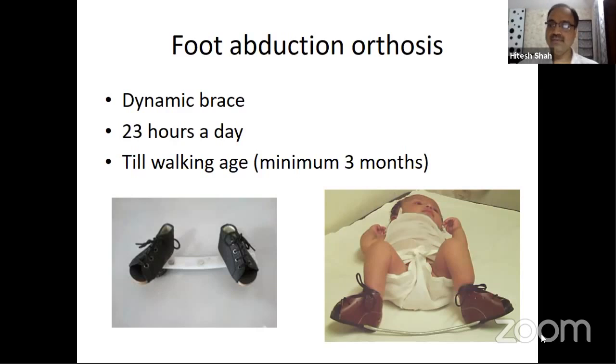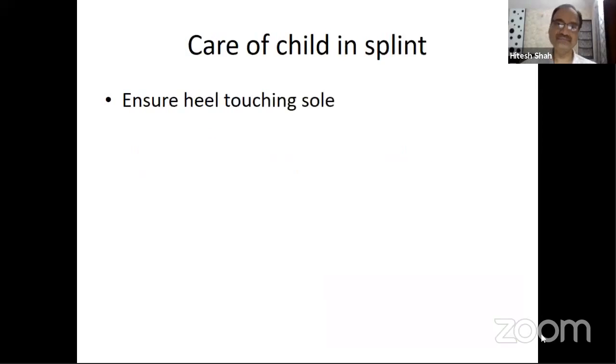What is the measurement of the foot abduction orthosis? The bar size should be equal to the distance between both shoulders of the child. The size of the infants varies, so it will depend on the availability of the brace. It should be kept as the foot abduction brace.